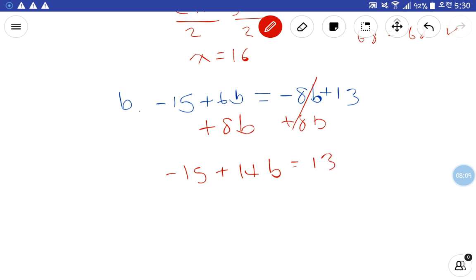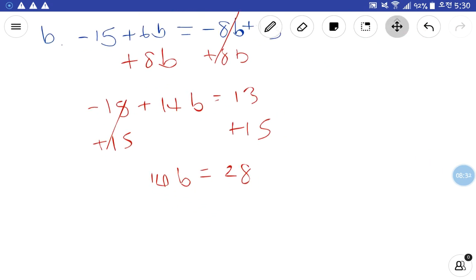Now, your goal is to isolate the letter term, which is 14b only, so I don't need negative 15 on my left side. So, you are going to add 15 to each side so that you can cancel this number out. So, 14b equals 28. Now, my final goal is to leave just b alone, not with 14. So you are going to apply division, and they will give you b as 2.